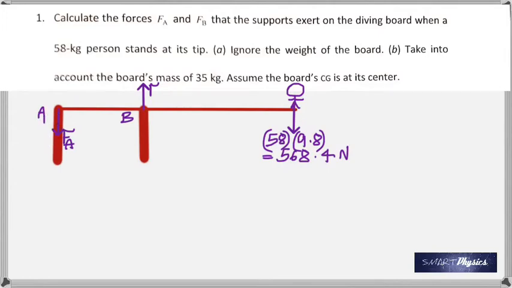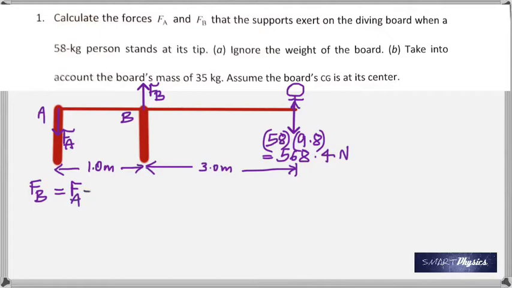And what is the first condition? For equilibrium, the forces in one direction should be equal to the forces in the opposite, right? So your condition would be Fa plus 568.4 is equal to Fb. All right. So first condition. Yeah, those are the distances. Fb is Fa plus 568.4.